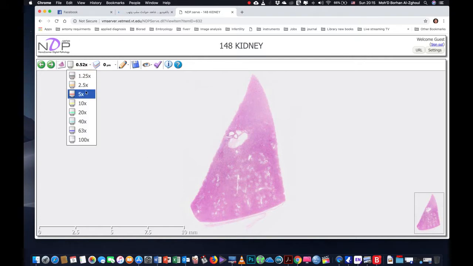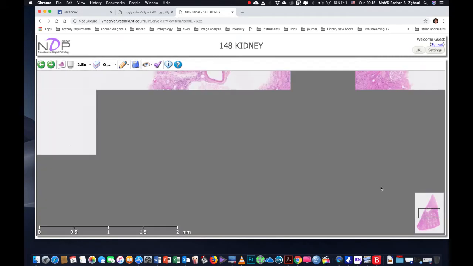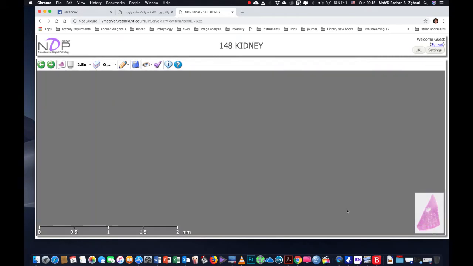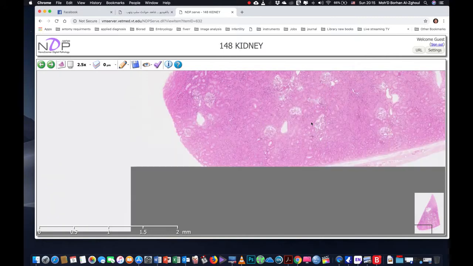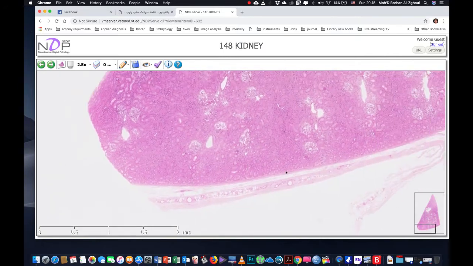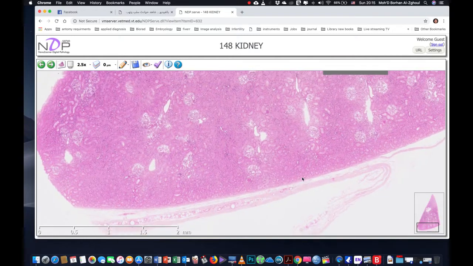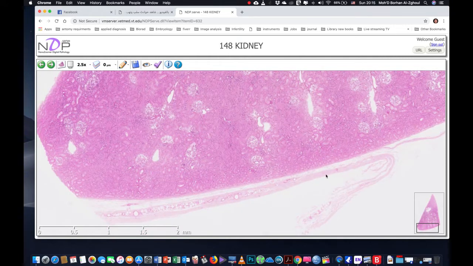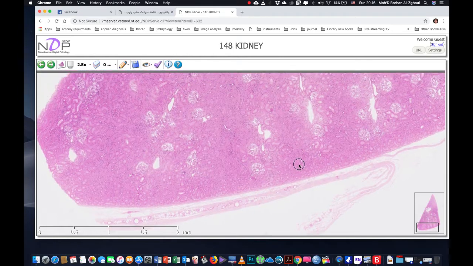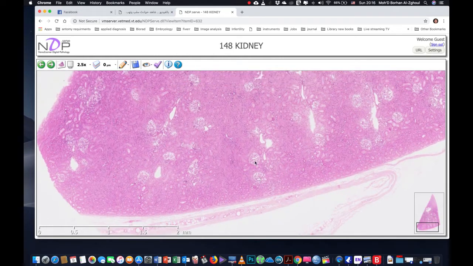If we increase the magnification, this is the area of the capsule, which is fibroelastic connective tissue. Very tough capsule. As I said in the lecture, these capsules prevent the kidney from expansion and distension during inflammation. In the area here, we have the renal corpuscle.